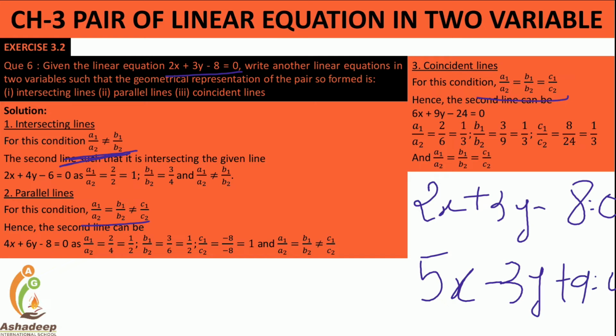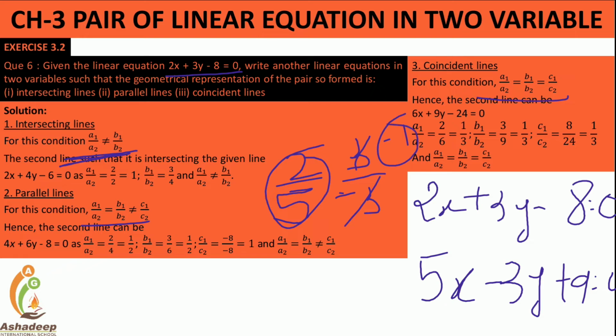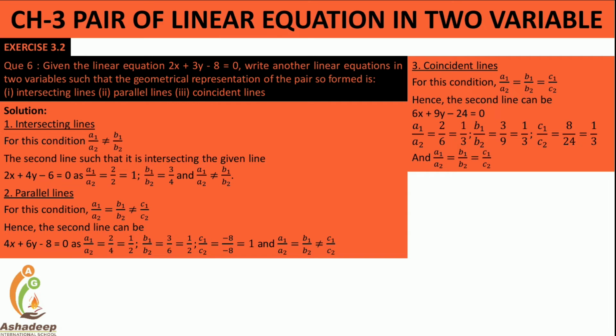Now check that out. a1 upon a2 is nothing but 2 upon 5. b1 upon b2 is 3 upon minus 3. So 3 and 3 cancel, answer is minus 1. See here 2 upon 5 and here minus 1. So both are not equal. So I formed this equation. In the same manner, you can create your own equations, right?